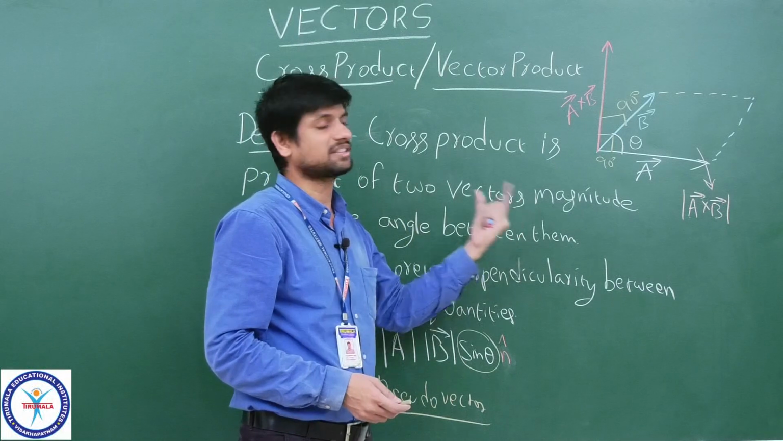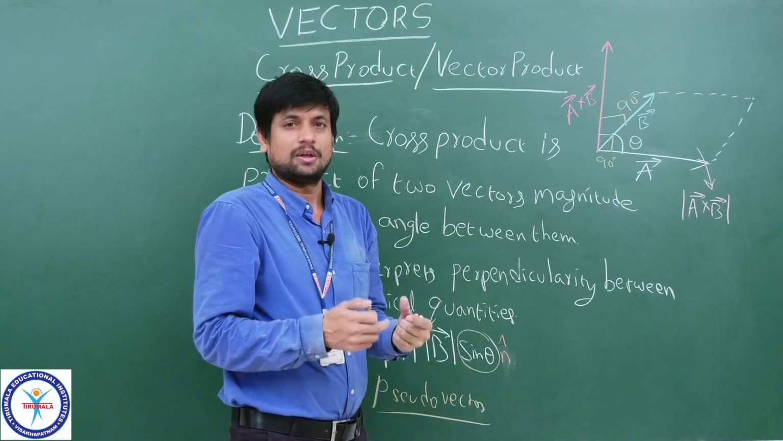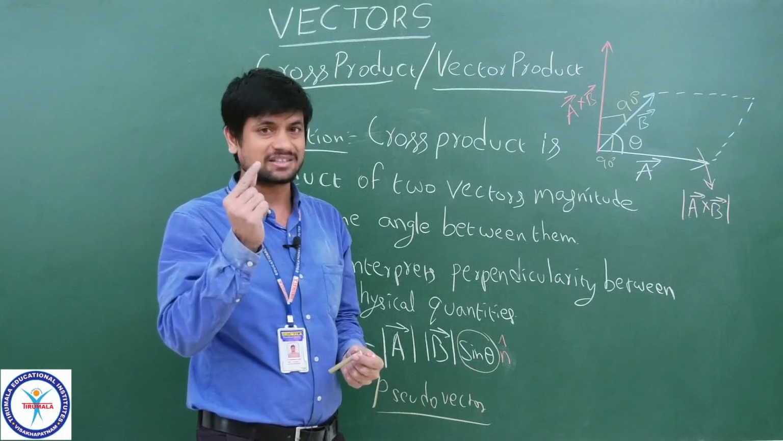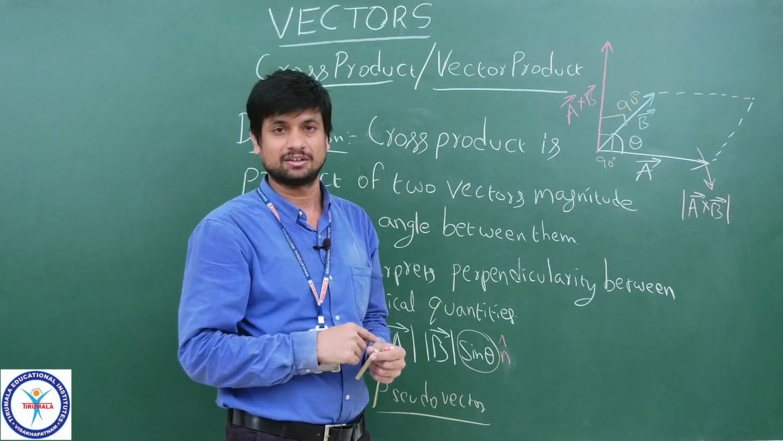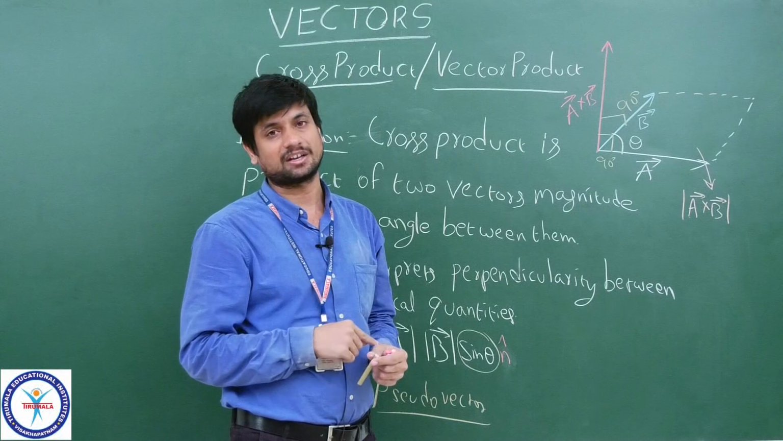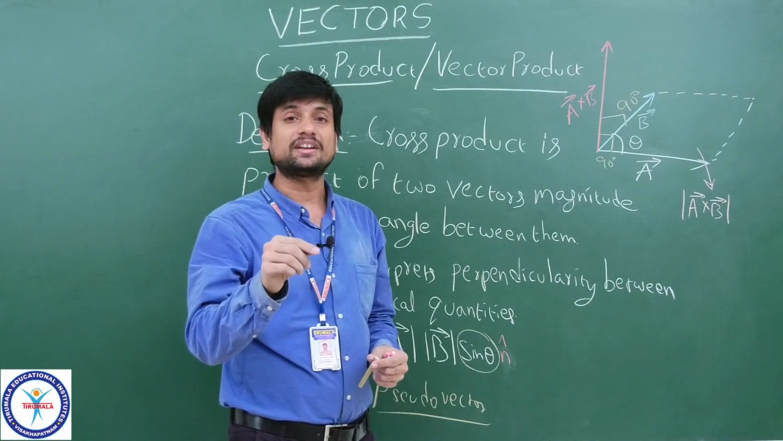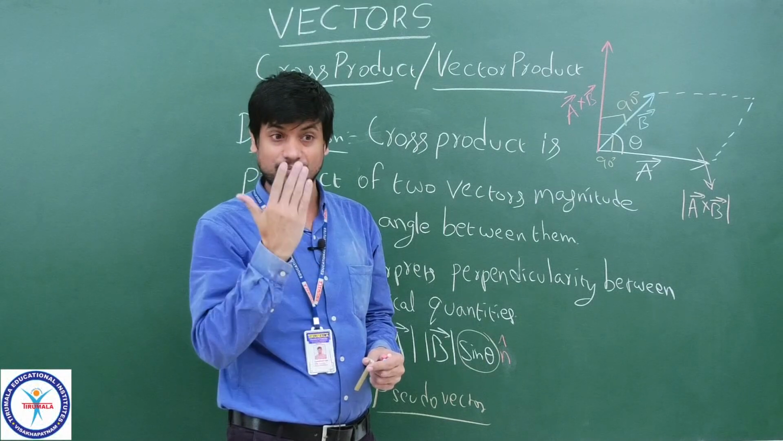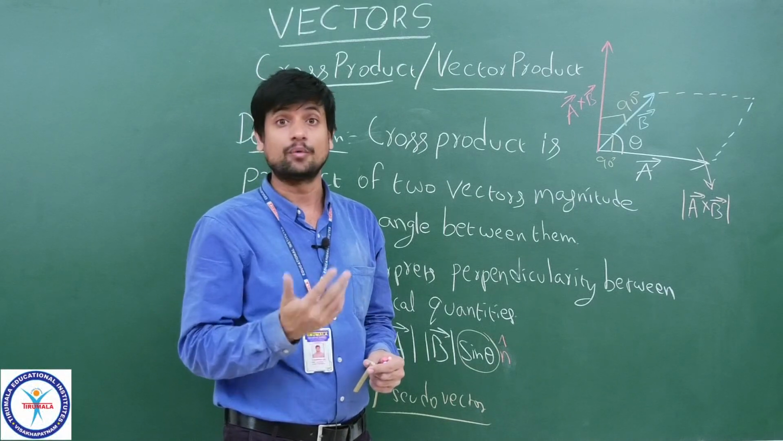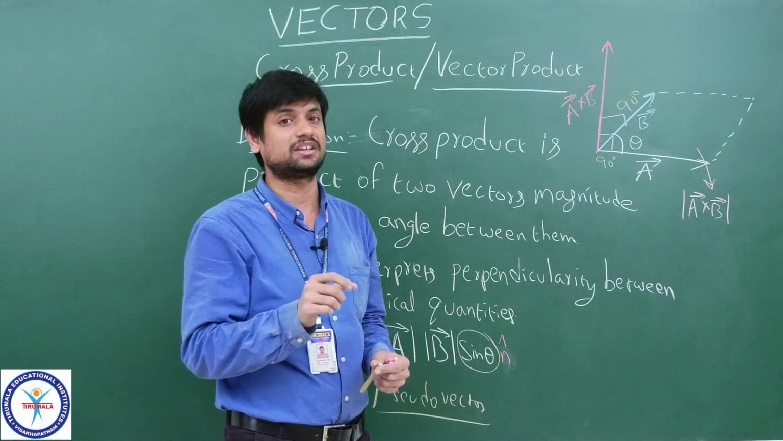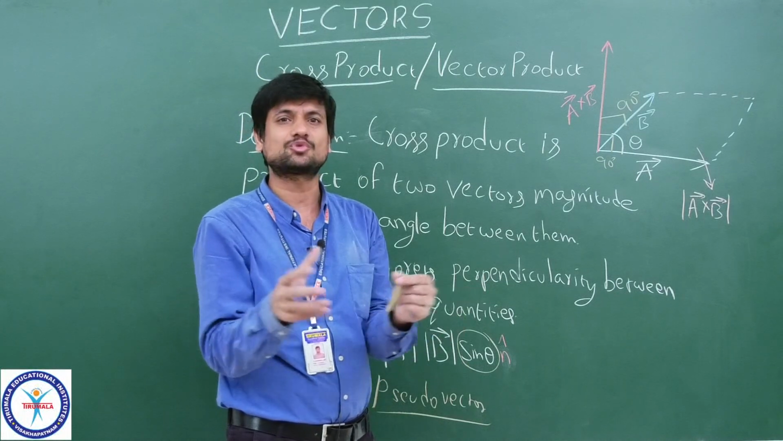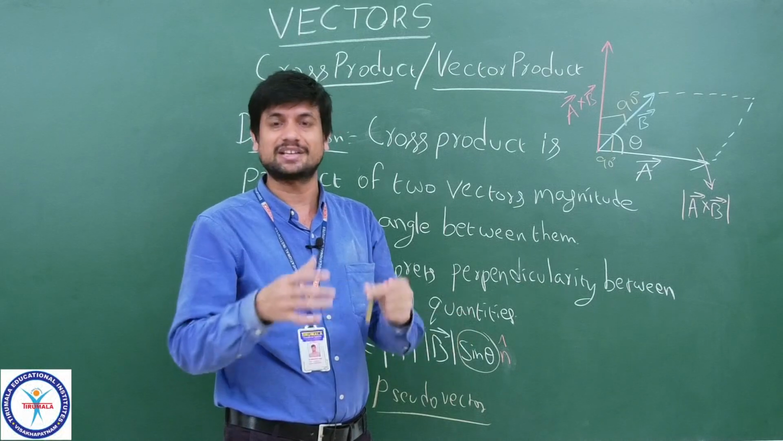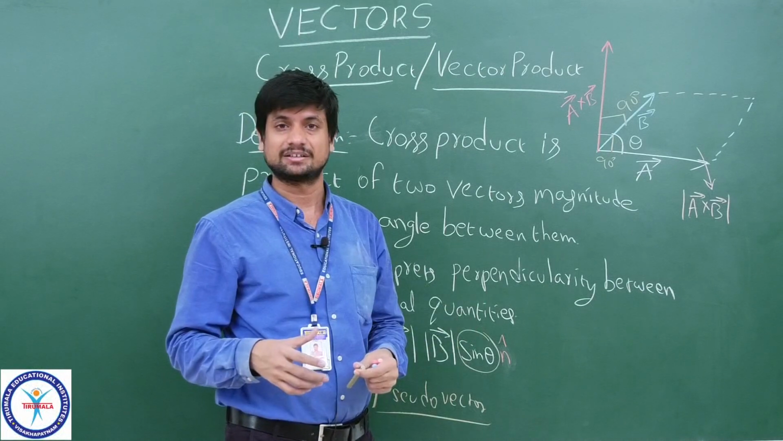Why should I require this type of concept? I said before: whenever you have the vector field concept, velocity is a vector, momentum is a vector, force is a vector. Whenever energy is propagated from one system to another system, we will imagine these physical quantities as a combination of so many force lines, so many velocity lines, so many momentum lines.